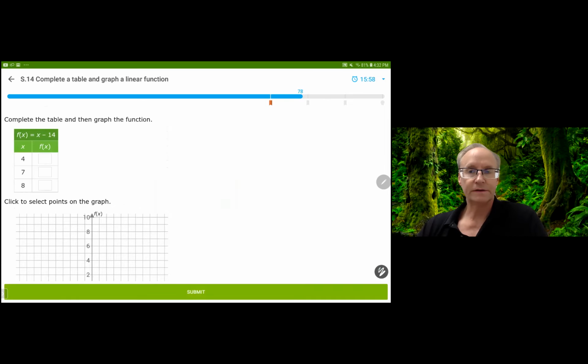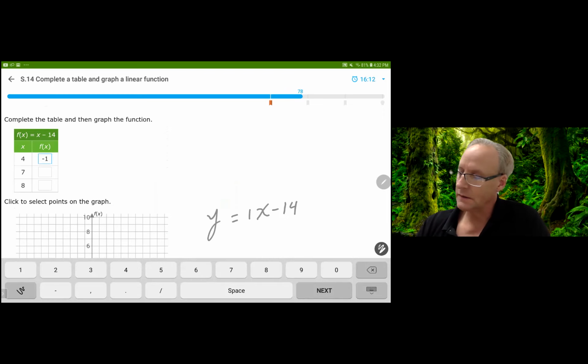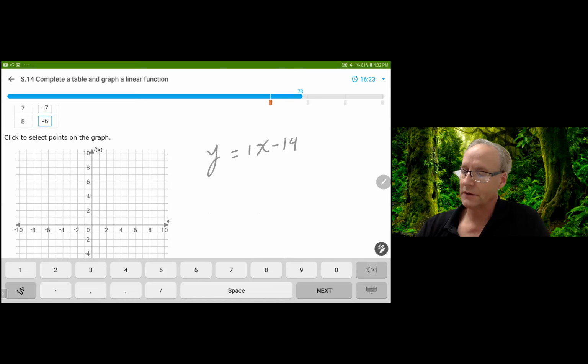This one is a slope of 1. I'm going to go ahead and write it. y equals 1x minus 14. And I'm just going to subtract 14 in my head. It's not that hard. It's -10. It's going to be -7. And it's going to be -6, isn't it? So it's not that hard to fill in your table. And then you're going to graph it.